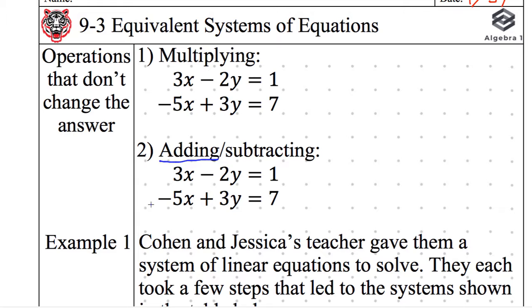So what do I mean by multiplying? This is what we saw yesterday. If I multiply the top equation by some number, I'm just going to randomly decide, someone shouted a number between 1 and 5. 5. All right. I can multiply by 5, and I get an equivalent equation. I get 15x minus 10y is equal to 5. These two equations are basically the same thing. This has just been scaled up by a factor of 5.